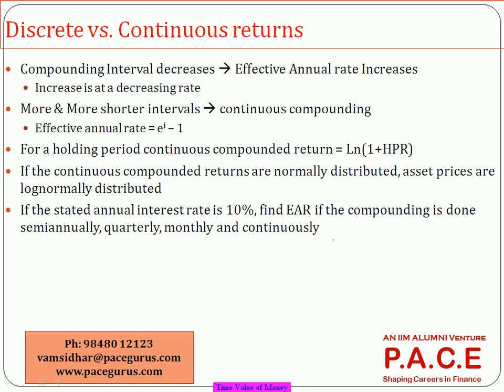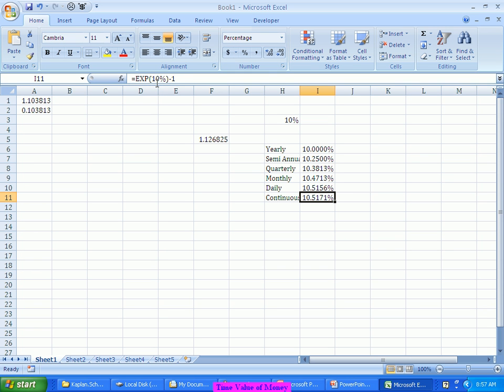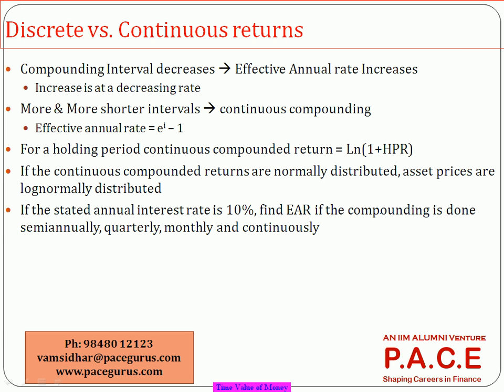And very, very short interval, minutely, secondly kind of compounding, we call it continuous. And for continuous compounding, you will directly go as e power the stated rate. E power the stated rate minus 1 will give you the interest rate. So that's what we have done here. E power 10% stated rate minus 1, giving us 10.51% as our effective rate.